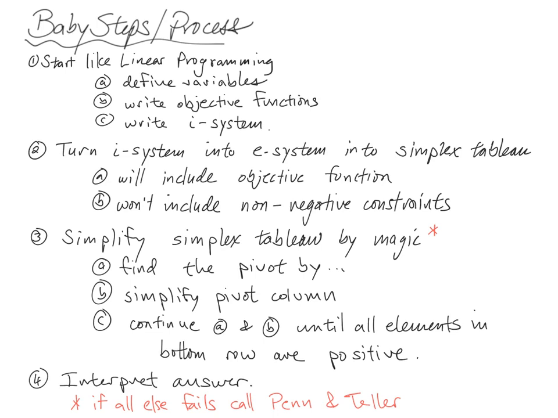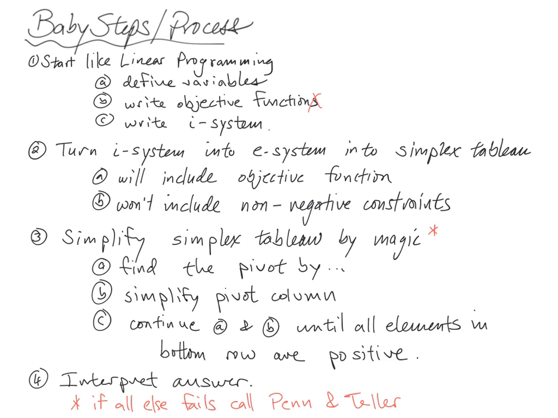This is where we start the baby steps and get through the process of how the simplex method works. It starts out like linear programming, where you define your variables, you write the objective function, just one objective function, and you write the inequality system. From there, you will turn the inequality system into a system of equations, and then from there you'll turn it into the simplex tableau.